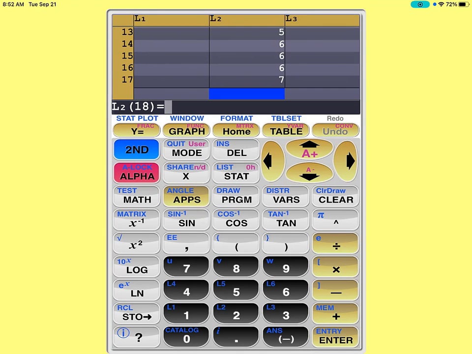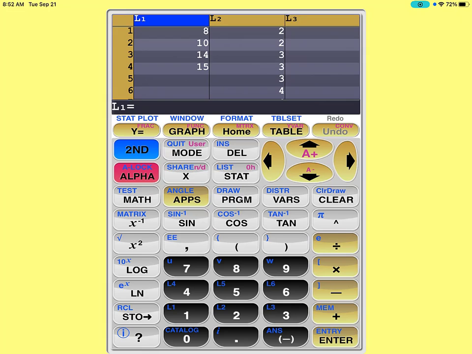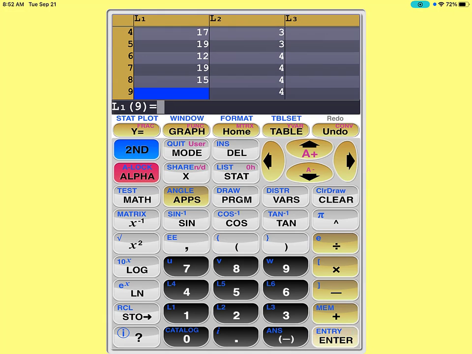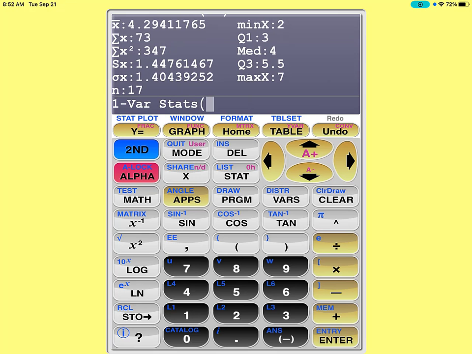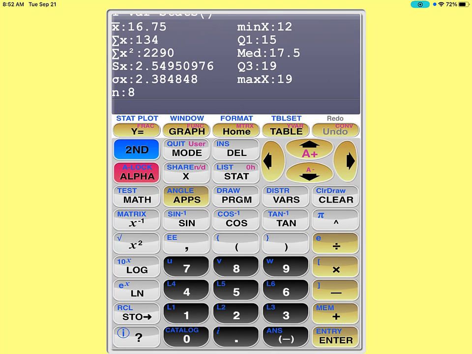Stat, edit. Let's go to list 1, clear, enter. 19, 18, 15, 17, 19, 12, 19, 15. So I should have a total of 8. 1, 2, 3, 4, 5, 6, 7, 8. Stat, calc, one var stats. Default is list 1. So my average is 16.75.